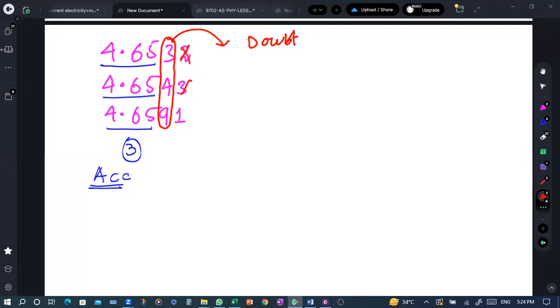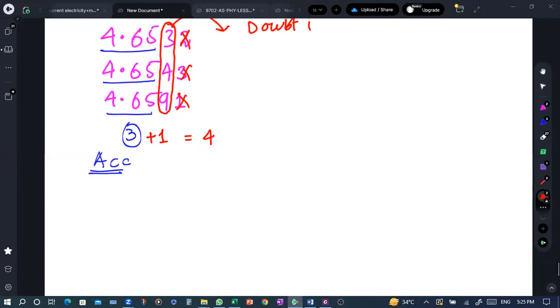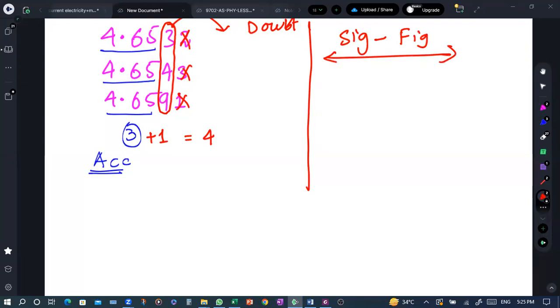This second digit is doubtful, so I cannot believe in this one. So I have significant figures over here, 3 plus 1, which equals 4. Is it clear to all? Yes, sir. Okay, so when we talk about significant figures, it must be very clear to you that all the accurately known digits and the first doubtful digit are my significant figures.